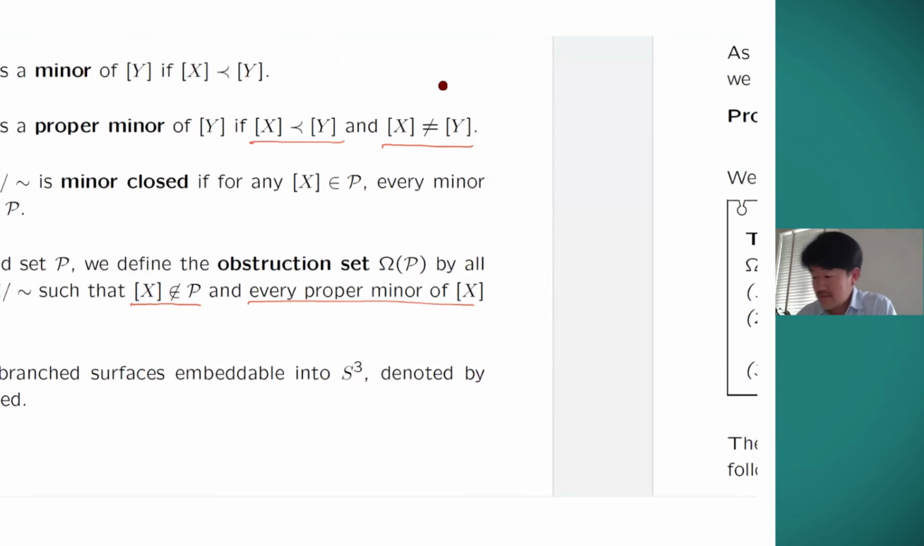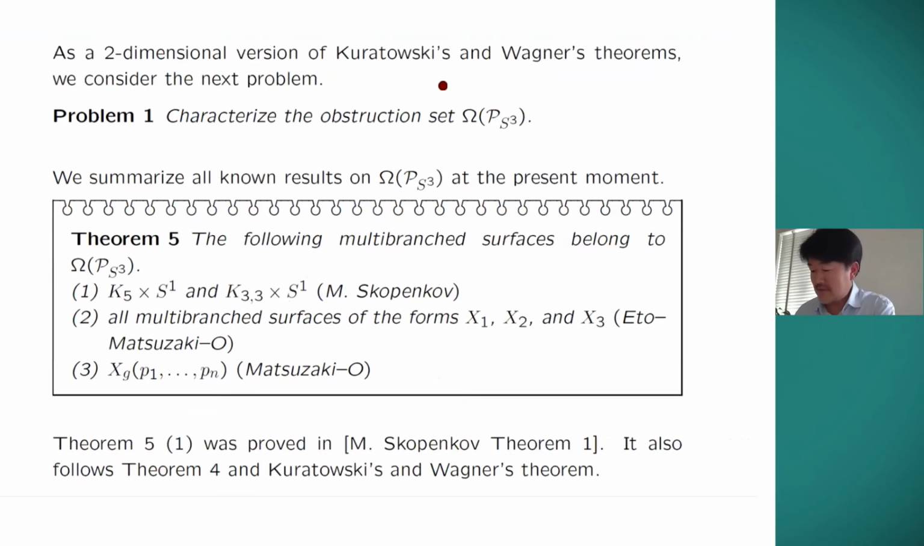Okay. We want to consider the generalization of Kuratowski's and Wagner's theorem, namely this problem. We want to characterize the obstruction set omega PS3. Here, I summarize all the known results on omega PS3. The following multibranched surfaces belong to omega PS3.